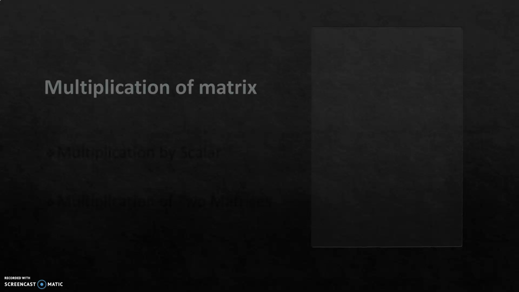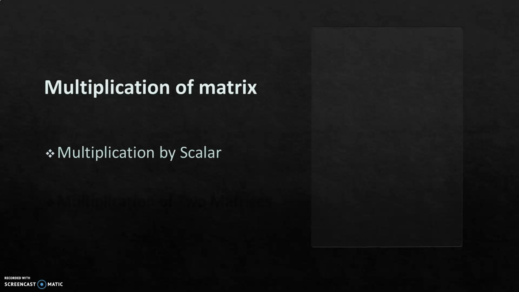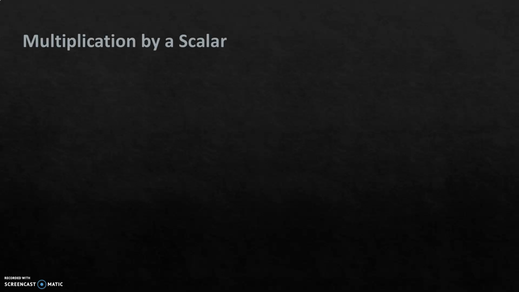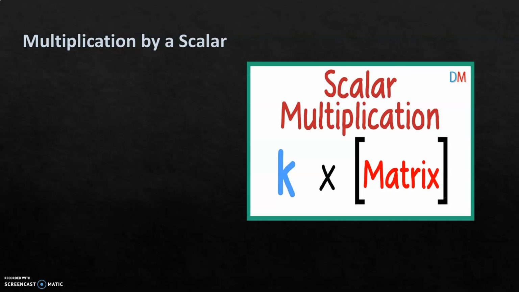Here we are going to discuss multiplication of a matrix. Mainly there are two forms of multiplication in a matrix. One is multiplication by a scalar, and the other is multiplication of two matrices. In this video, we discuss multiplication by a scalar, or scalar multiplication. Here scalar means any number or a real number.